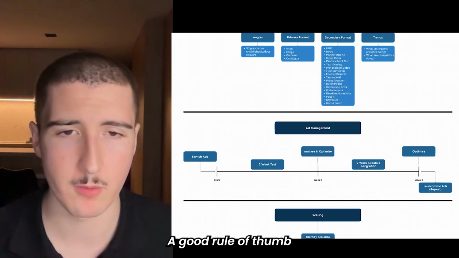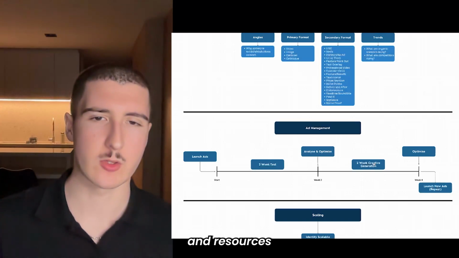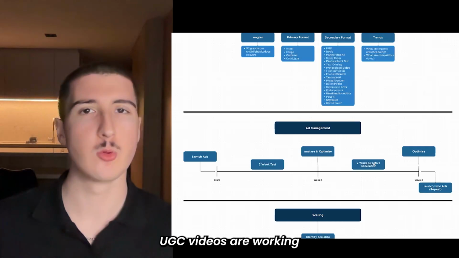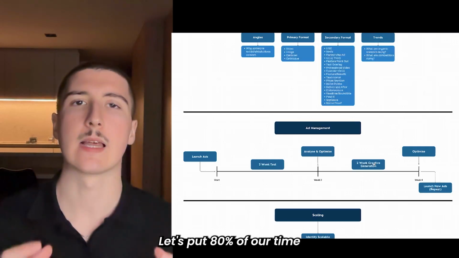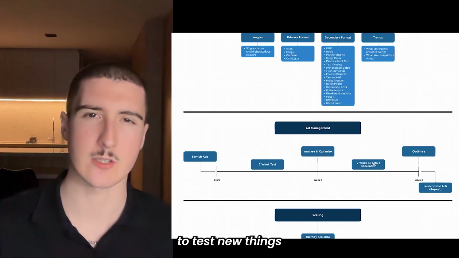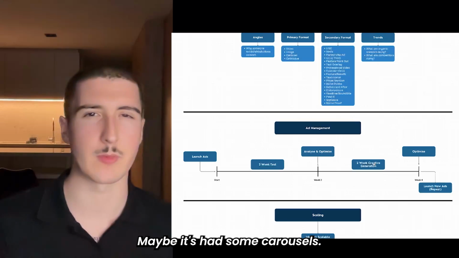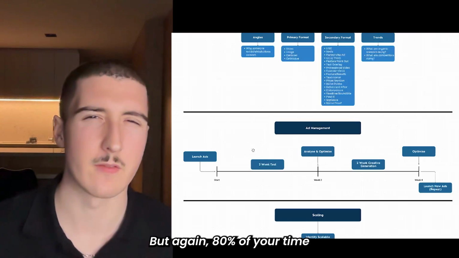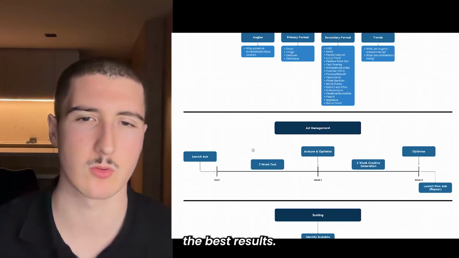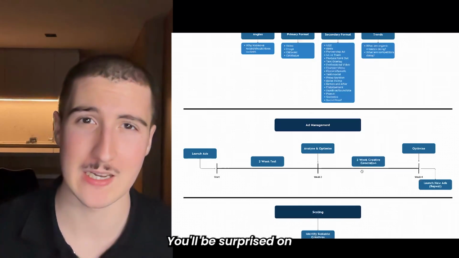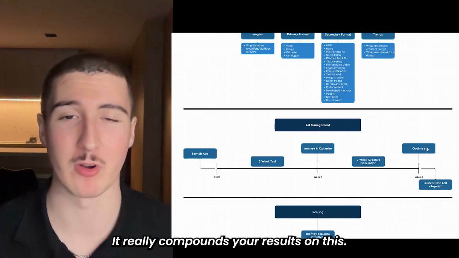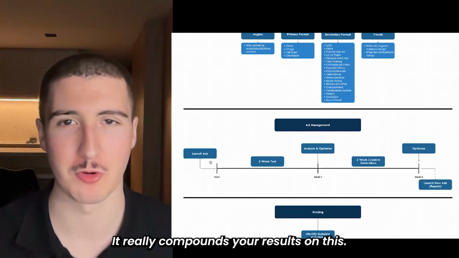A good rule of thumb would be 80% of your time and resources should go to ads that are already working. So let's say UGC videos are working really, really well. Let's put 80% of our time and resources there, and let's use that remaining 20% to test new things. So maybe we'll test some images, maybe we'll test some carousels. But again, 80% of your time and resources really want to go to what's working. That's what's going to give you the best results. Just repeat that process. You'll be surprised at the good results you can get after 30, 60, 90 days. It really compounds your results on this.